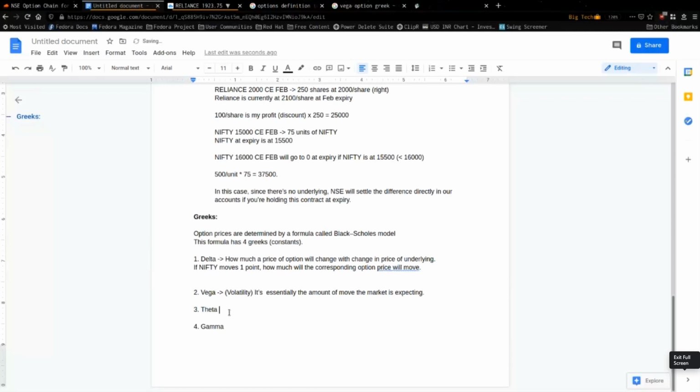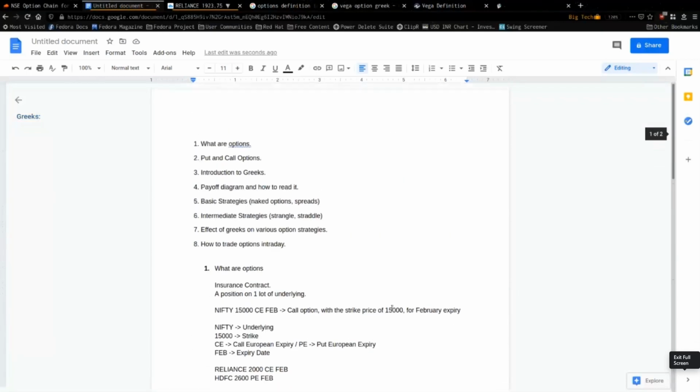So Vega is a measure of volatility. It's essentially the amount of move the market is expecting on the particular underlying. Let's say the budget is nearby, so the market is expecting a huge move in Nifty. So implied volatility, the Vega value, will be very high. It essentially means the market is expecting a much higher move, and based on that, the prices of options would be higher. That's one way to look at it. We'll come back to this later. It's not very important.